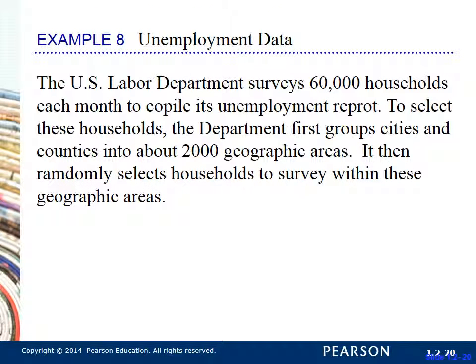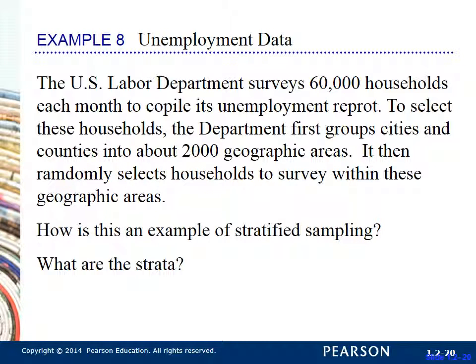So if I've got 60,000 households a month to compile its unemployment report, well, there's another spelling error. I'm going to have to write to the authors of this book and let them know I didn't check this for spelling. Interesting. To select these households, the department first groups cities and counties into about 2,000 geographic areas. So envision something with 2,000 grids on it. If they select households within each of those, then it's going to be stratified.